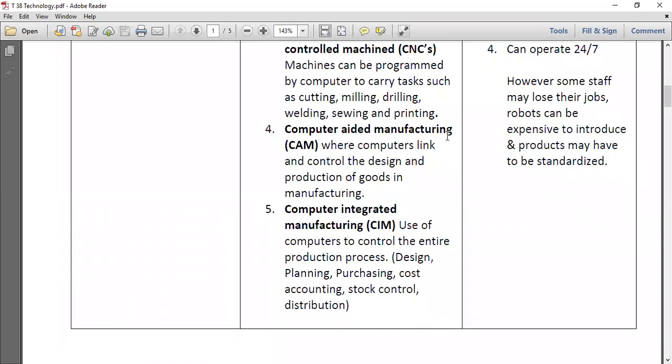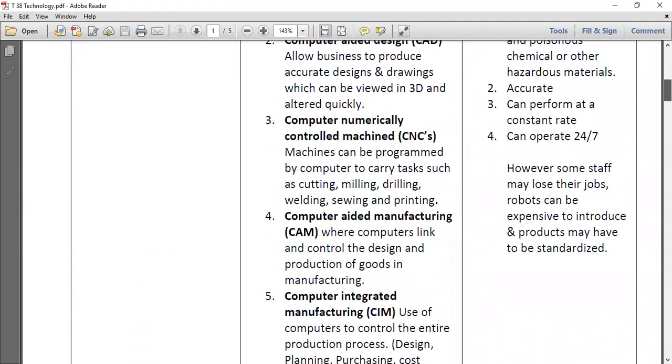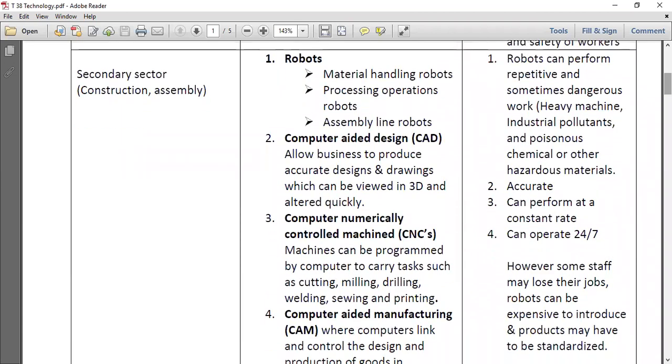And also we talk about the main benefits, the main advantages of using technology in the secondary sector. Robots can perform repetitive and sometimes dangerous tasks, like heavy machines, industrial pollutants, poisonous chemicals or other hazardous materials. They can use robotics in that kind of activity. They are also really accurate. Accuracy is high, 100% accuracy.